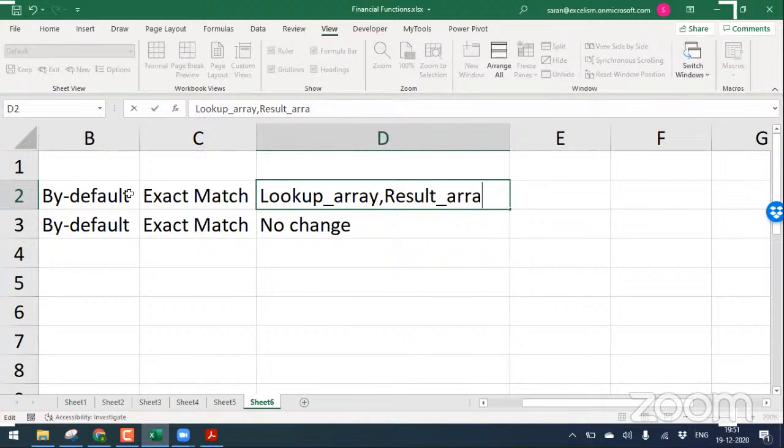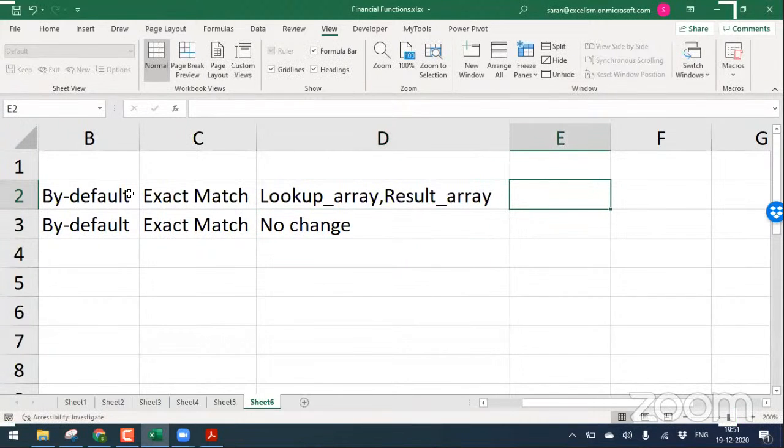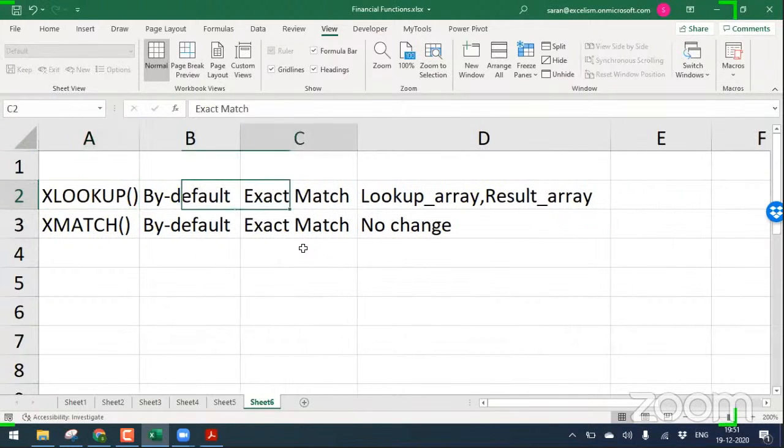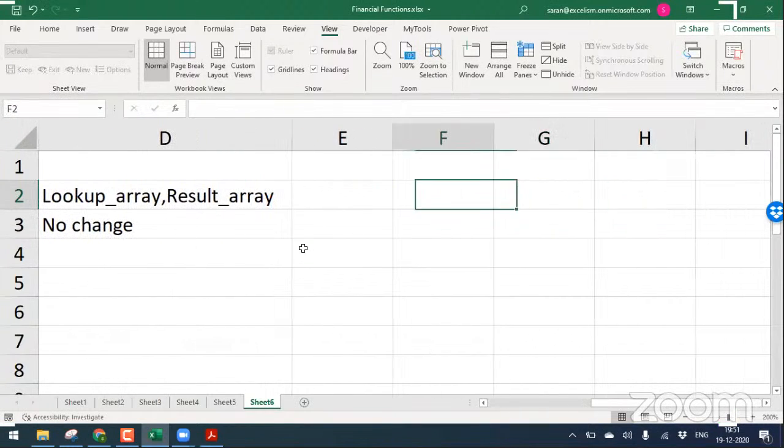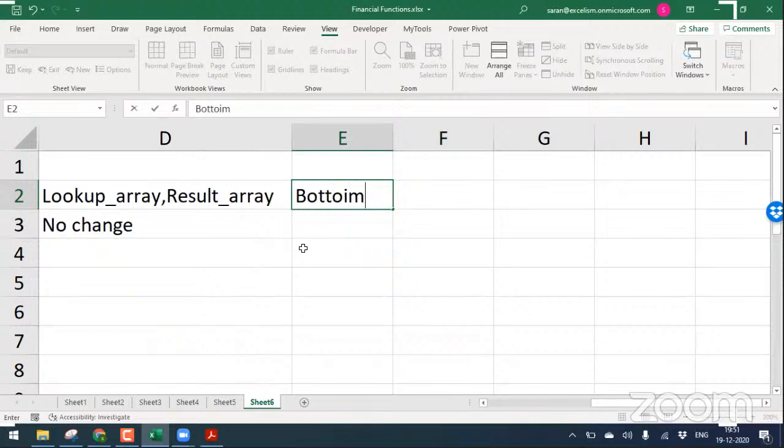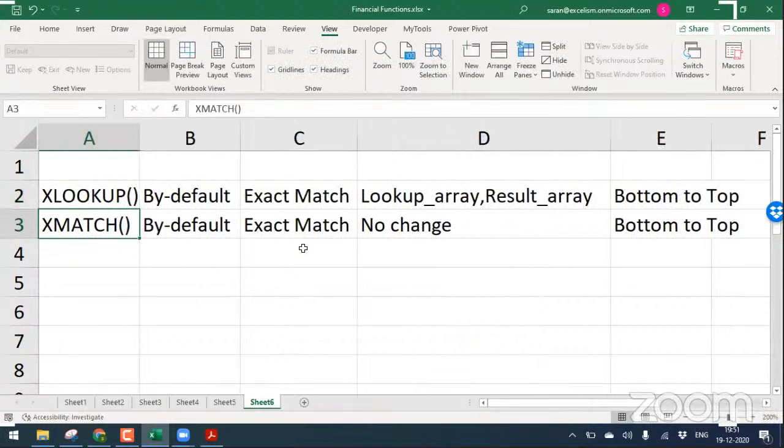And earlier it used to always look from top to bottom. But in the case of XLOOKUP, it can even look from bottom to top. Here also it can look from the bottom to top. These all are the extra functionalities it has given. If you think in a case it's not relevant, we can ignore it, but Excel has given an extra functionality.